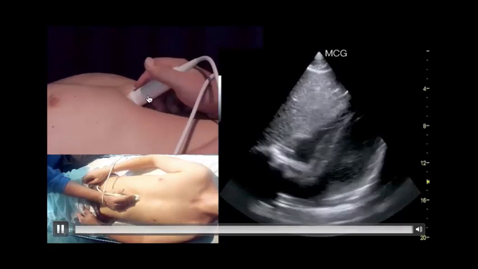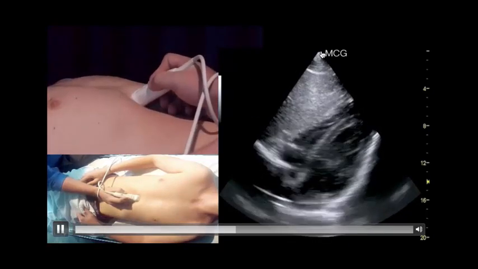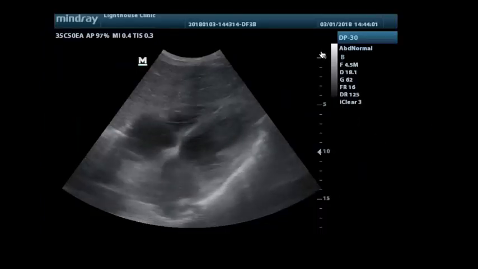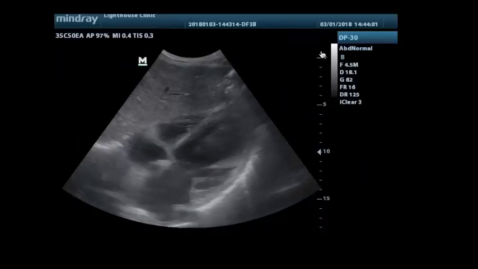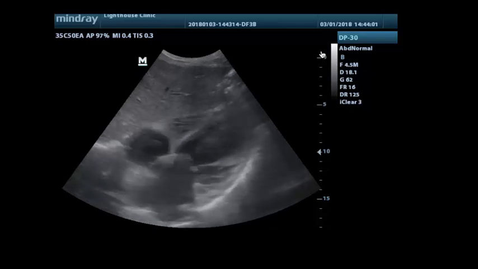This is, of course, a very pointed probe. This is a phased array probe. What we usually use is our normal convex abdominal probe. And in most patients we get sufficient images as well.